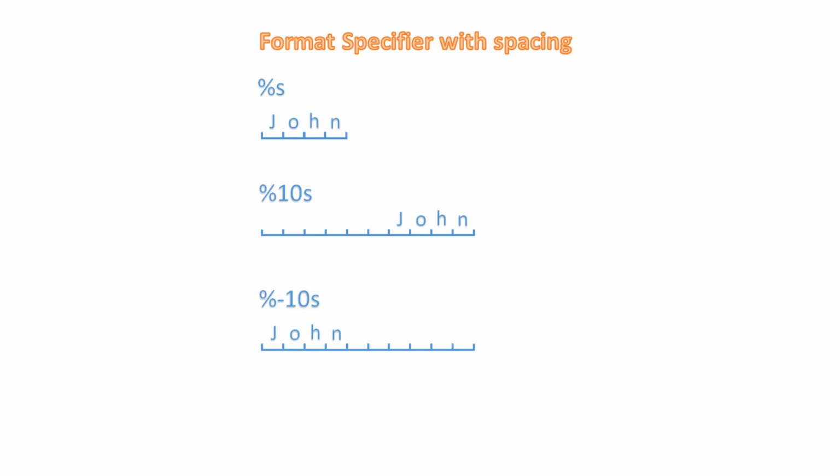Let's use %s format specifier with spacing. If I simply use %s in the print statement, it will print value, let's say John, without leaving any space. But if I add an integer to the format specifier, for example, %10s is my format specifier, it will leave 10 minus 4 is equal to 6 spaces towards left side and 4 spaces for the letter John. We can also use negative numbers, for example, %-10s. If negative integer is used, it leaves spaces towards right side.